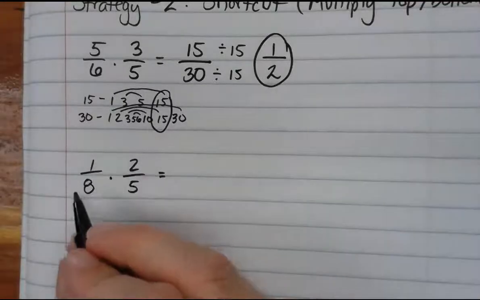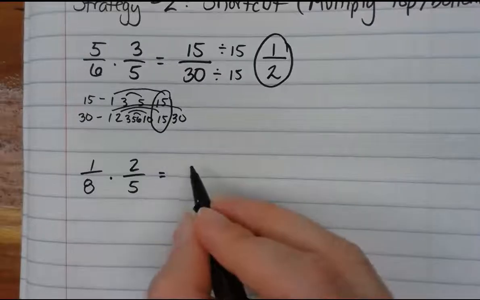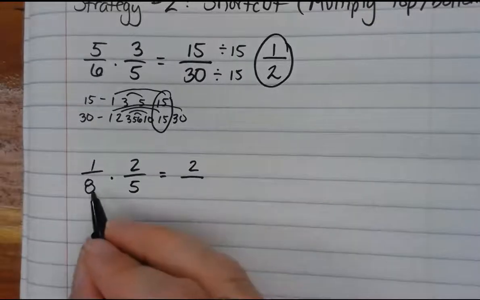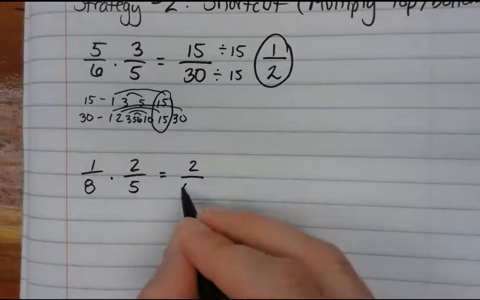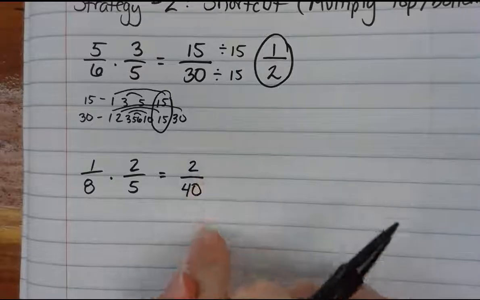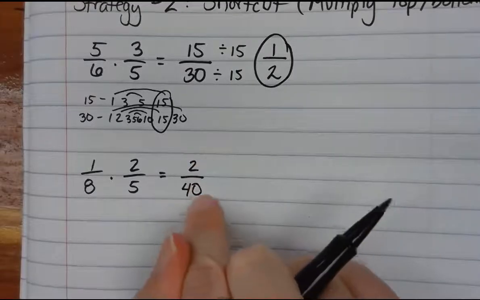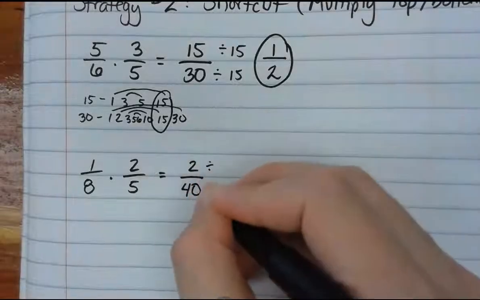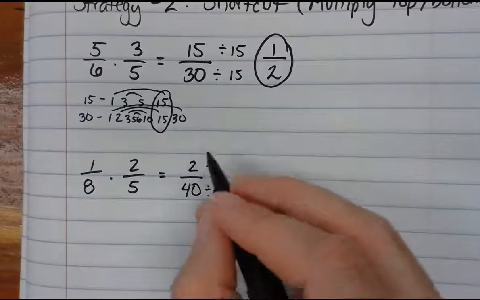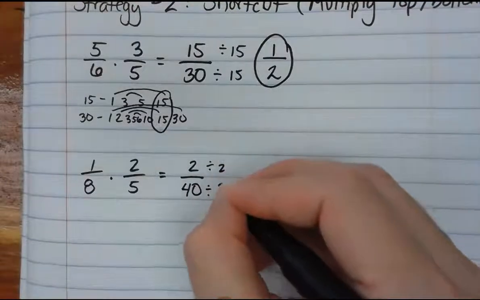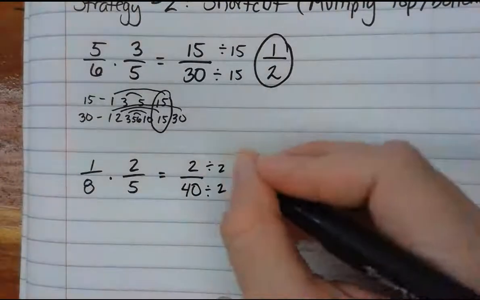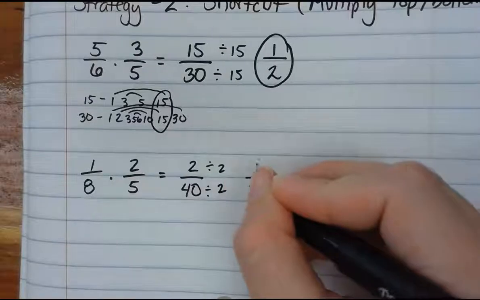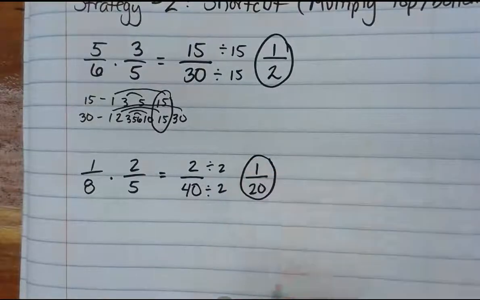So again, we just multiply across the top, multiply across the bottom. 1 times 2 gives me 2. 8 times 5 gives me 40. Ask yourself, can I simplify this? And yes, both of these are even, so we automatically know we don't even have to write it out. We automatically know since they're both even, they will divide by 2. 2 divided by 2 is 1, and 40 divided by 2 is 20. So your final answer should be 1/20.